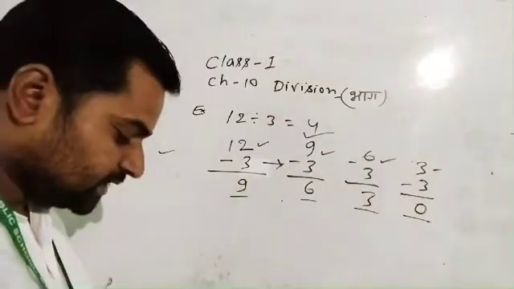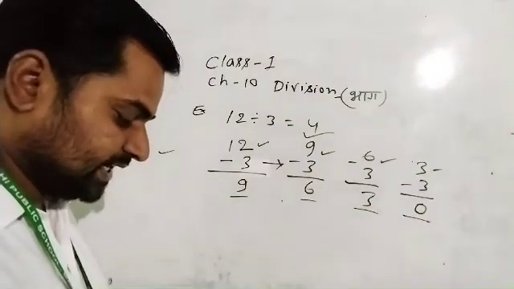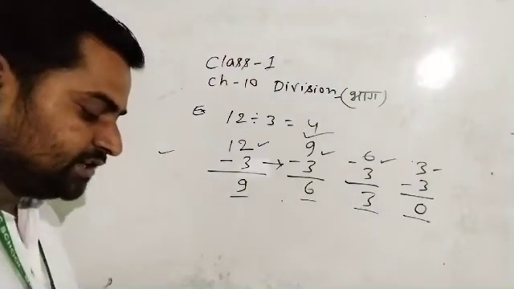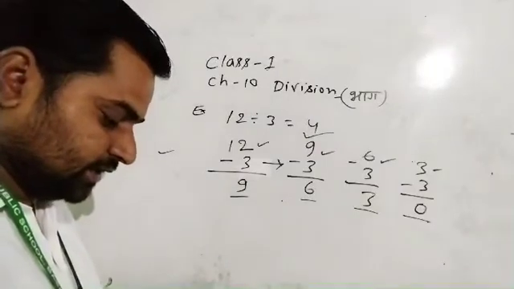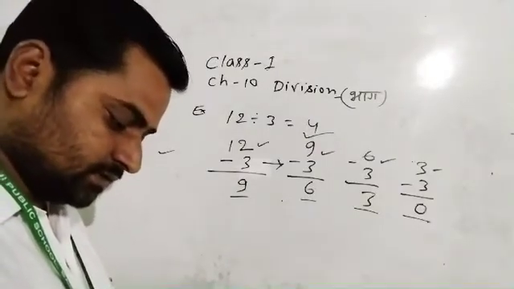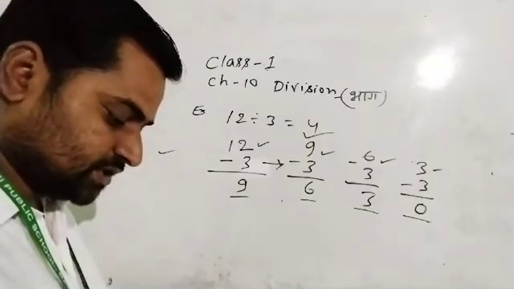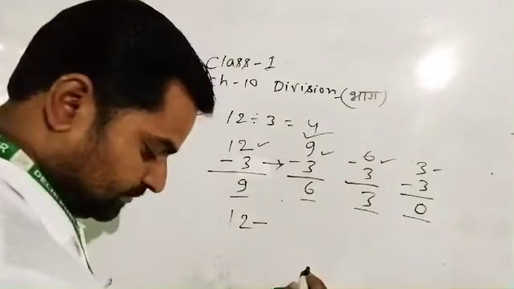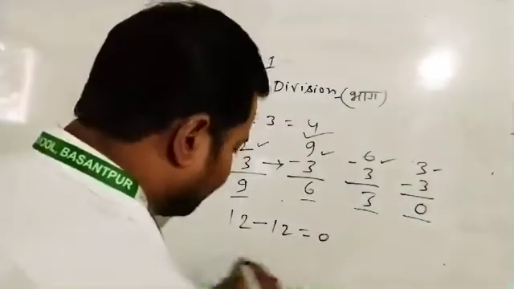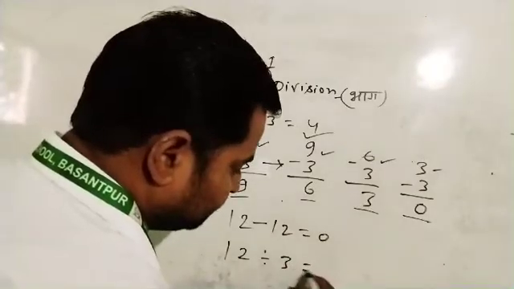Okay, and use the multiplication table of 3. We see that 3 multiplied by 4 is 12. Write 4 above the division line as shown above. Write 12 under the 12 and subtract. 12 minus 12 is equal to 0, and 12 divided by 3 is equal to 4.